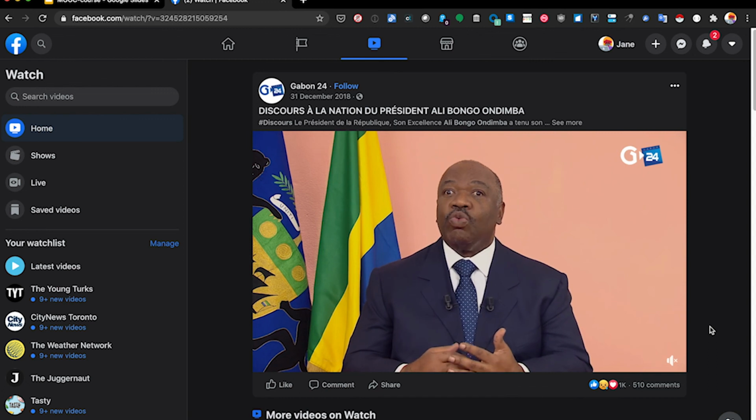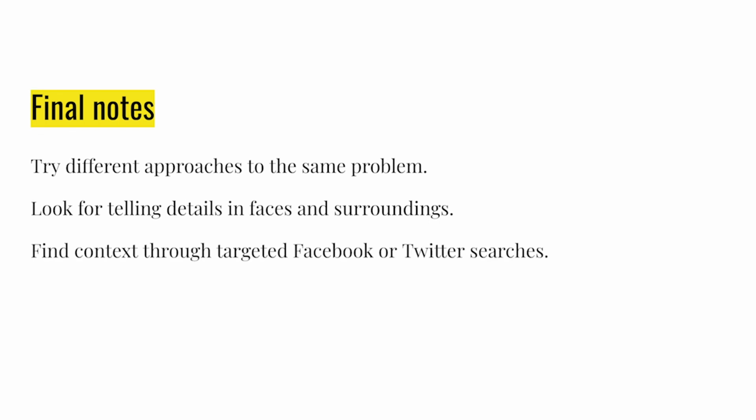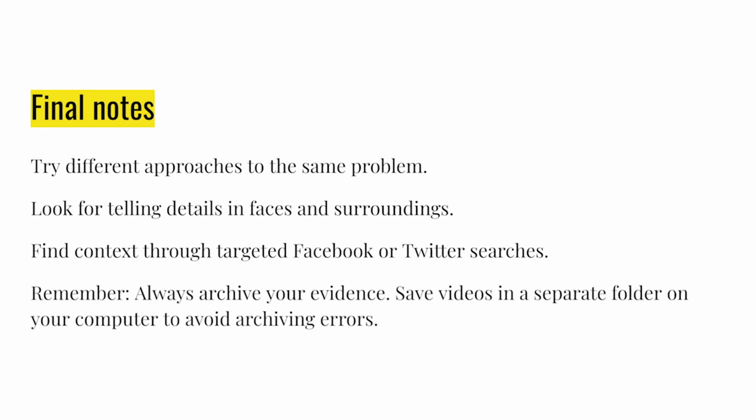All right, and some final notes on the video. Try different approaches to the same problem. As always, think creatively. Look for telling details in faces and the surroundings. Find context through targeted Facebook or Twitter searches, like we learned in the previous lessons. And remember, always archive your evidence. Save videos in a separate folder on your computer to avoid archiving errors, and make sure to archive any images you come across in case they get deleted or you need to use them as evidence later.